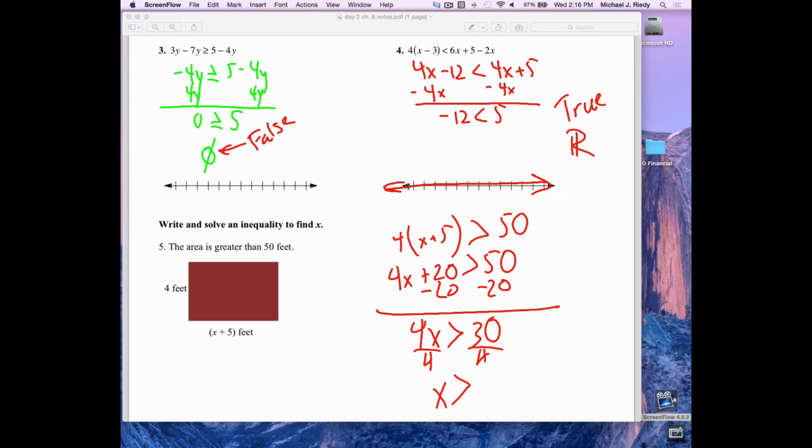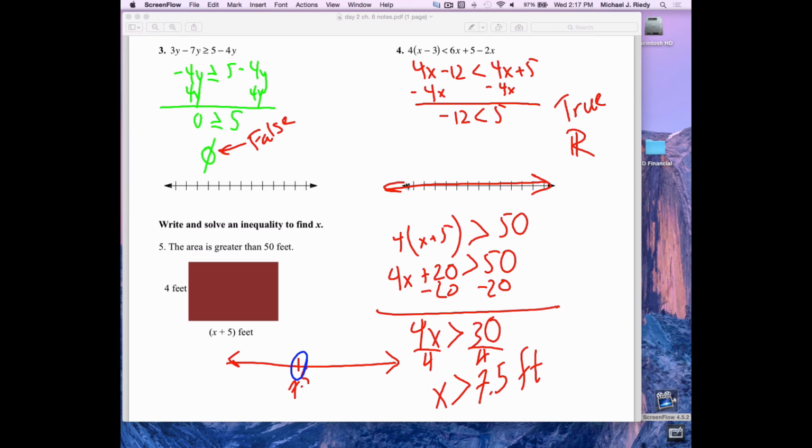What's 30 divided by 4? 7.5, or 15 over 2. We'll go with 7.5 only because it's a word problem here. 7.5 what? Feet. If you were supposed to graph that, would you go about it the same way? You want to graph it? No? Too bad, we're going to graph it anyways. What's the critical number? Open circle or solid dot? Open. And which way does it point?